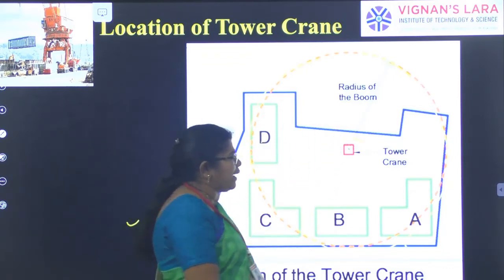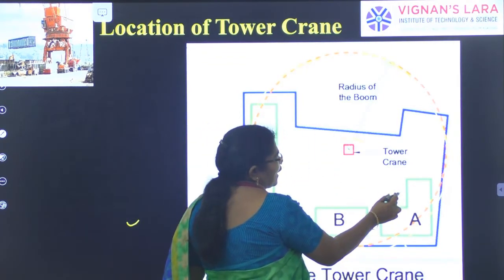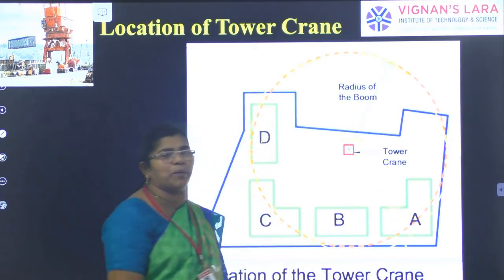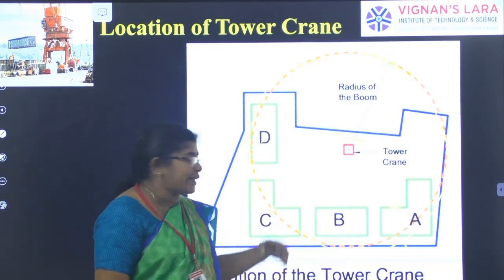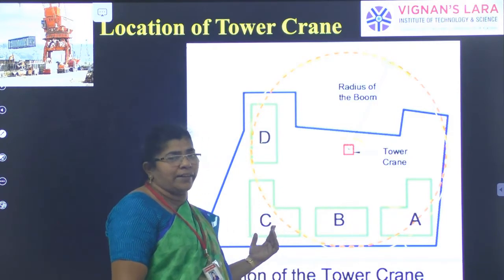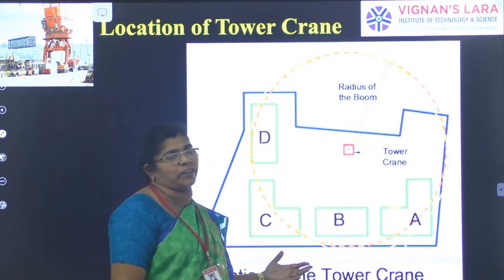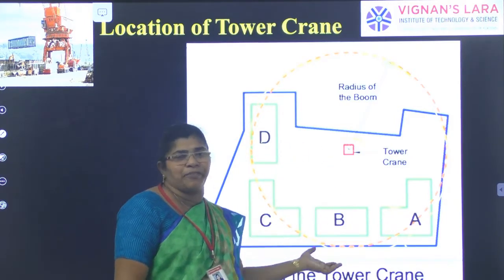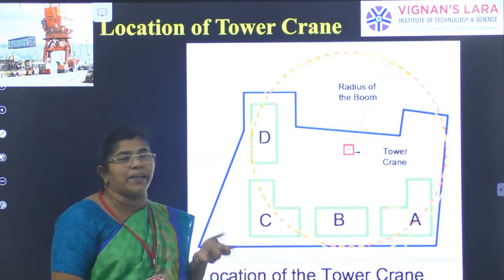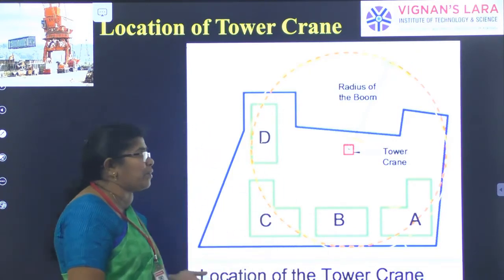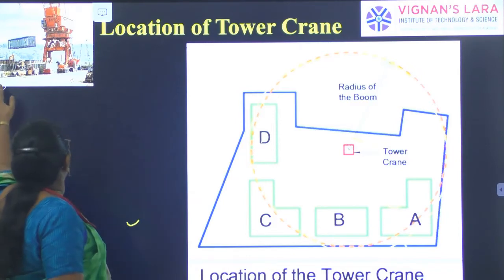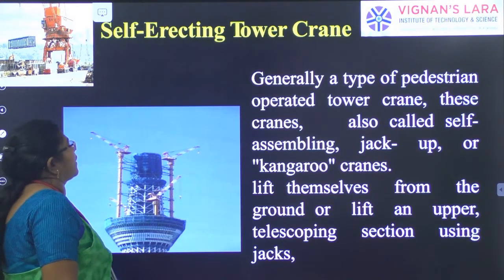With a mobile crane, I have to bring the mobile crane and find a position where to keep it, then I have to work. Again I have to shift the crane to the next building, then I have to start the work. But with the tower crane, it can be fixed, by which the work can be easy, efficiency will be more, and time can be saved. That is the main advantage of these tower cranes.